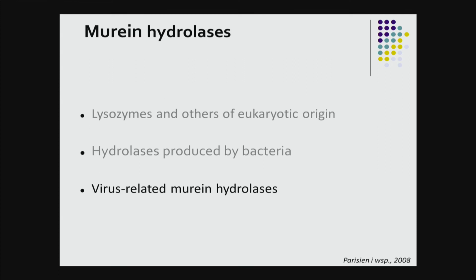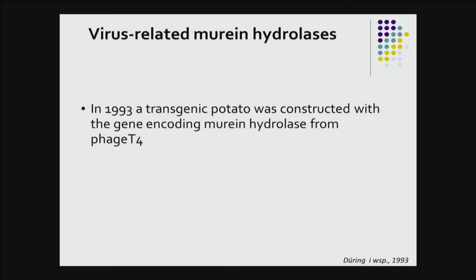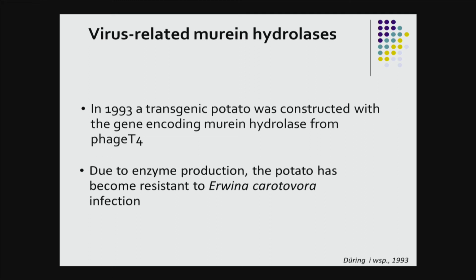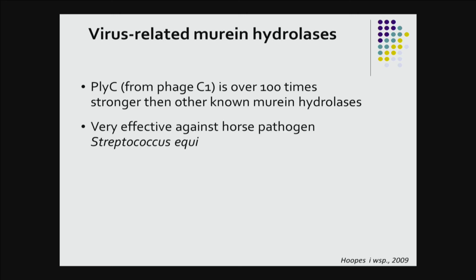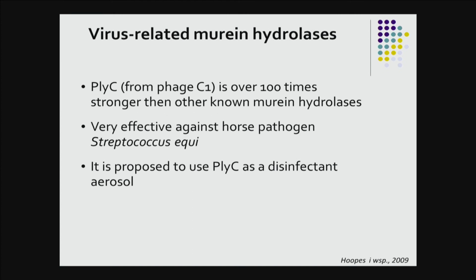And the last class of murein hydrolases is the virus-related murein hydrolases. For example, already in 1993, very early, scientists made a transgenic potato with the murein hydrolase from phage T4, and this potato stayed more resistant to the plant pathogen Erwinia carotovora. The PlyC from phage C1 is over 100 times stronger than other known murein hydrolases, and is especially effective against the horse pathogen Streptococcus equi, and it's proposed to use this enzyme as a disinfectant aerosol to sterilize boxes for horses.